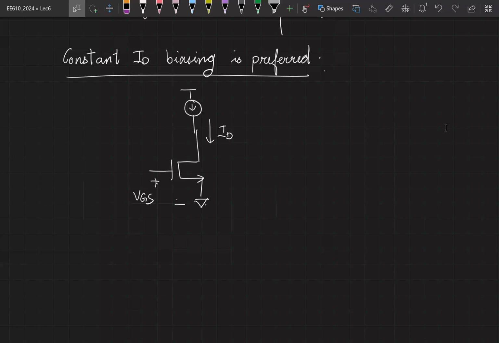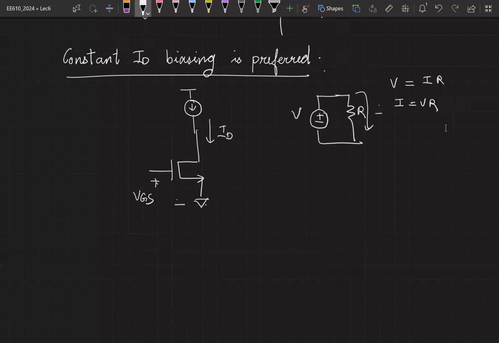Now, this is not true for a lot of devices. For example, if I take a resistor of value R, I could write V is equal to I into R or I is equal to V by R. Mathematically, both are correct. And even implementation wise, if I connect a voltage V, then the current flowing through this is going to be I. And if I connect a current I, then the voltage developed across this is going to be V.